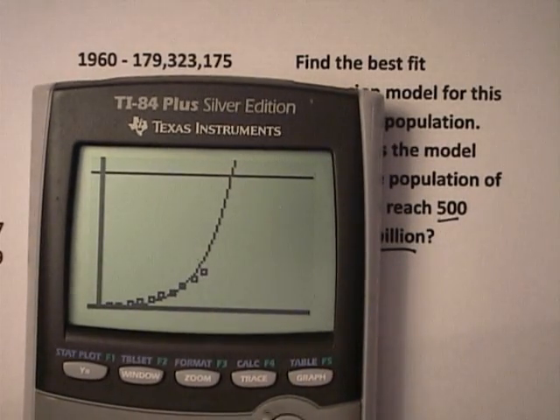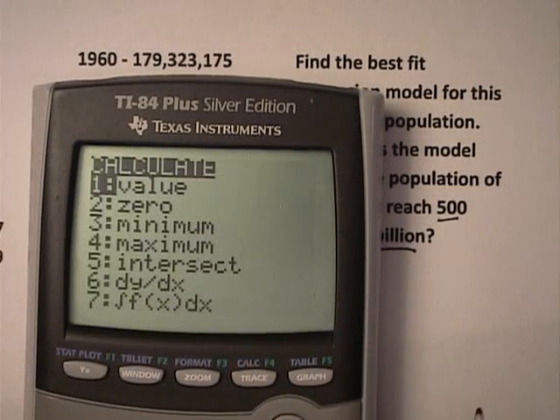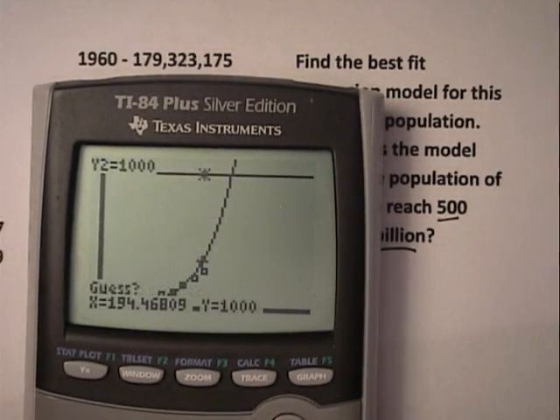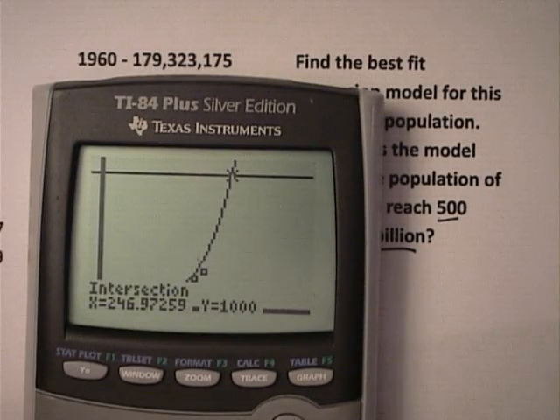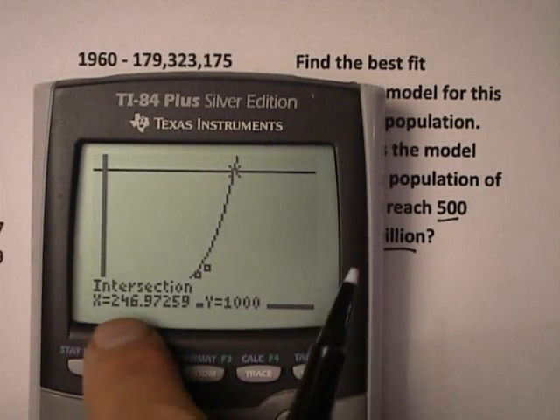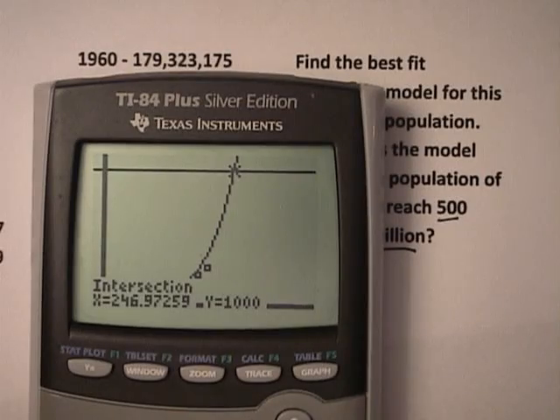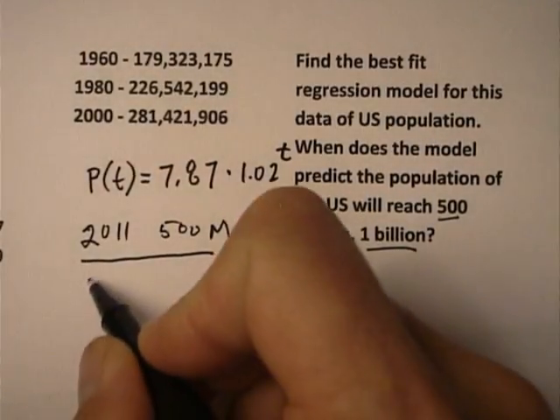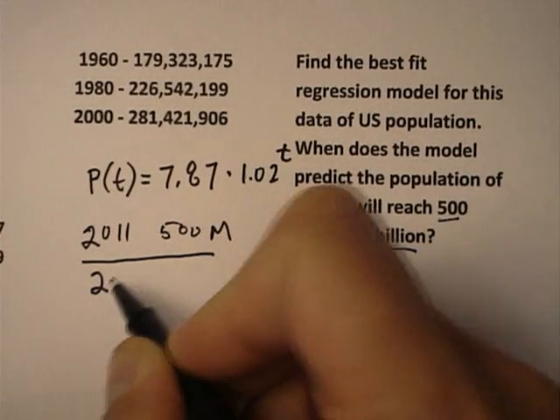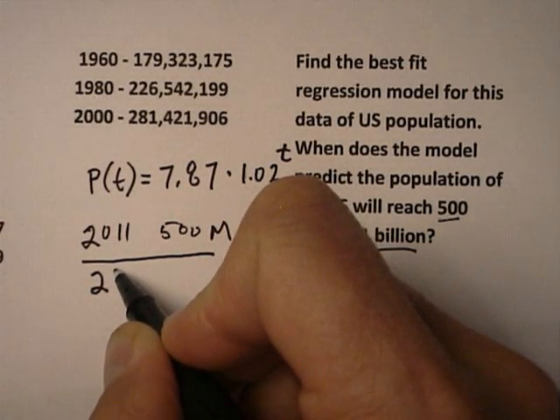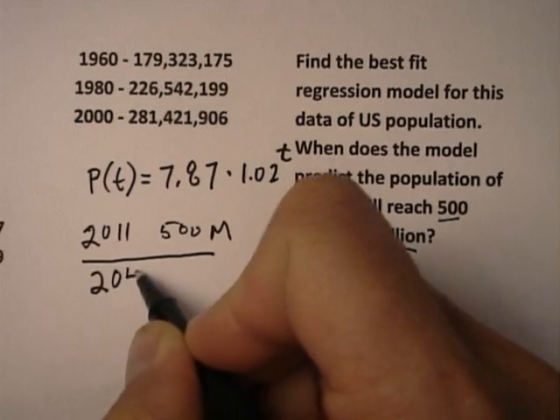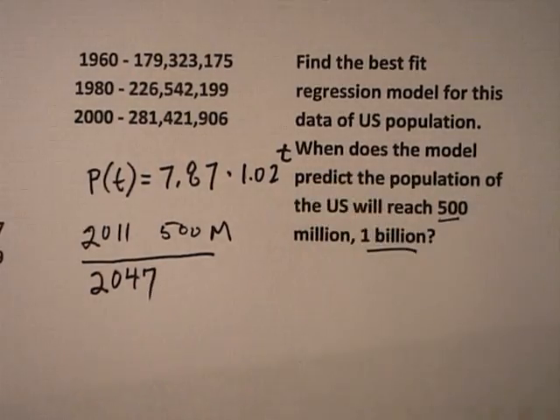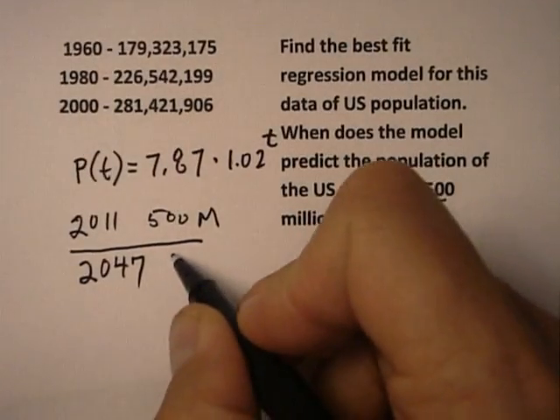There's my intersection. Second, calc, intersect, enter, enter, enter. And it predicts what? 246. So let's make it 247. So what would that be? The year 2047. 2047 would be 1 billion.